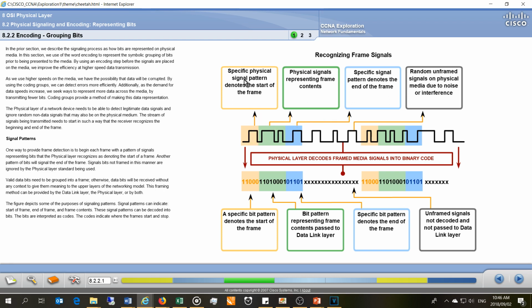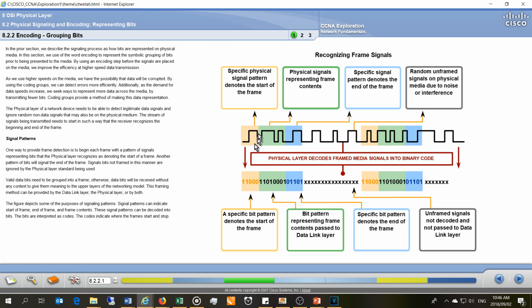Now, we have a specific physical signal pattern which denotes the start of the frame. Remember, the start and end of a frame is very important because the different frames need to be differentiated. Some frames might be going to different nodes on a network, so we can't just send all the signals on the transmission channel to one place. So there has to be some encoding allowing us to see when the start and end of a frame takes place. And also we need to differentiate the intelligible signal from the noise.